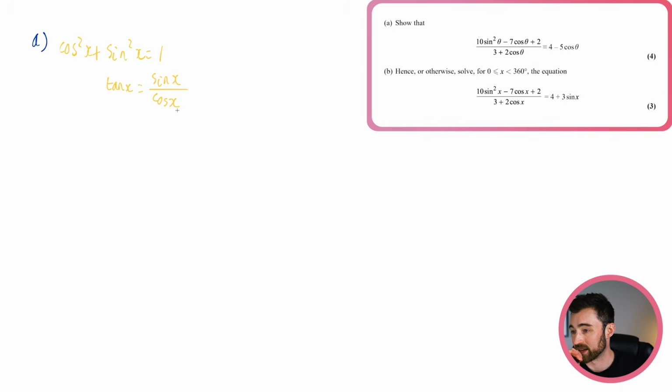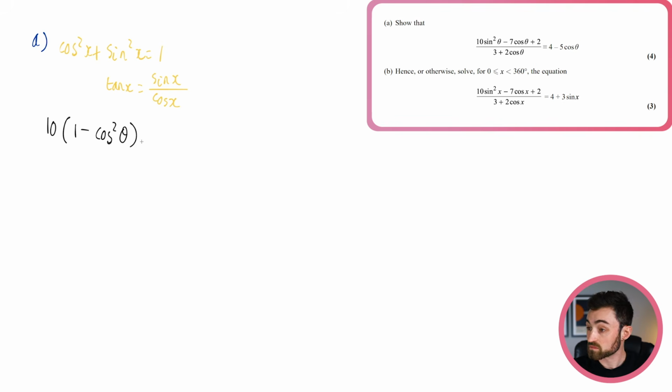So what am I looking at? I'm seeing I have a sine squared, right? But then everything else is in cos. The right-hand side that we want to get is in cos as well. So I reckon it's probably a good idea to swap out the sine squared for, what would we swap it out for? Take cos squared over here, I'd get sine squared is 1 minus cos squared. So let's do that. So instead of writing 10 sine squared, I'm going to write 10 times 1 minus cos squared.